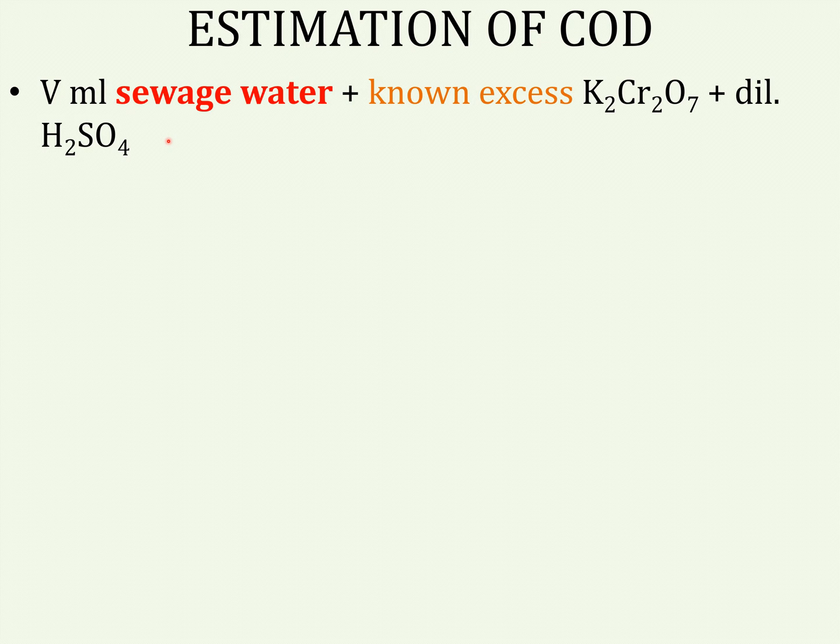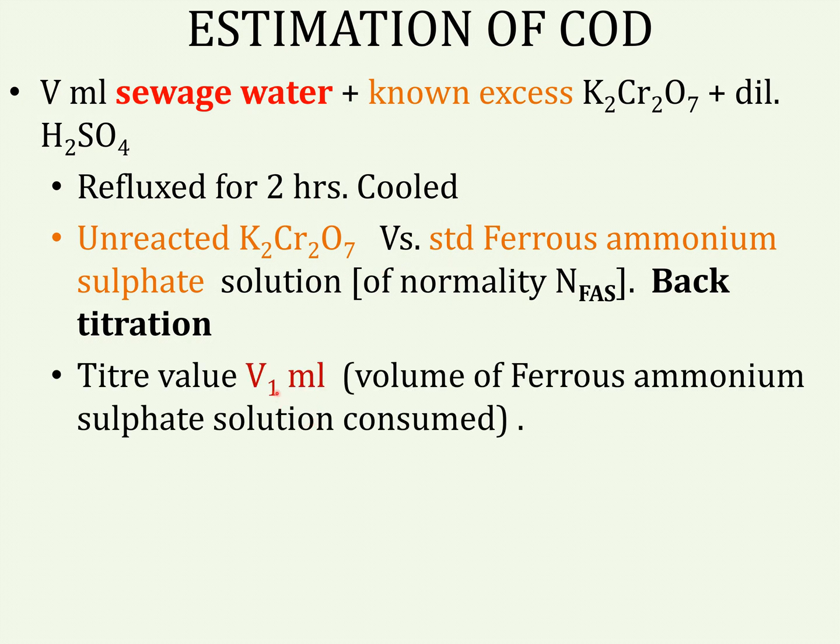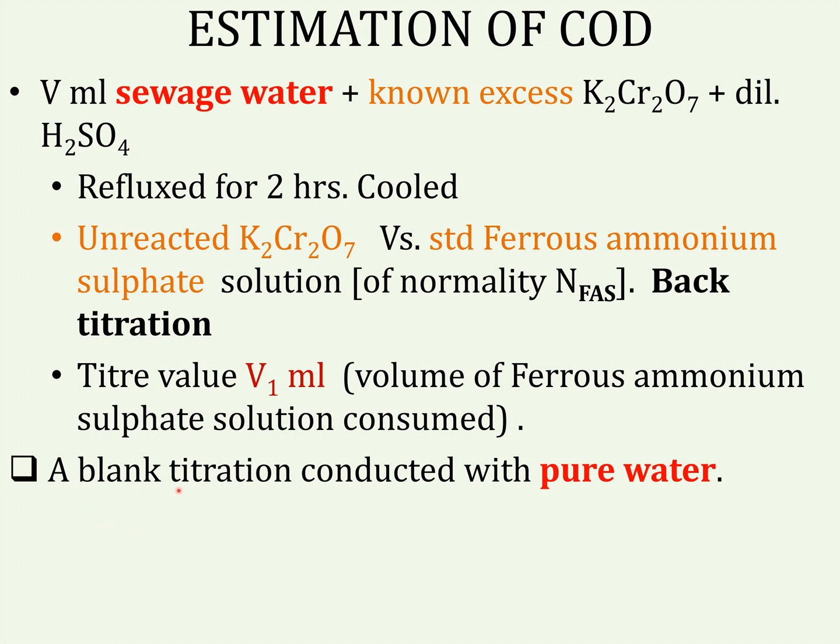Now, to make sure that the oxidation process is complete, we are going to reflux it for 2 hours. Then we cool it, and a huge part of dichromate will be consumed for oxidation. But still, some dichromate will remain unreacted. This unreacted dichromate is now titrated against ferrous ammonium sulfate. Such titrations are called back titrations, where unreacted reagent is used. So unreacted dichromate is actually titrated against the reagent taken in the burette, and that is standard ferrous ammonium sulfate. You now note the titer value. Let it be V1.